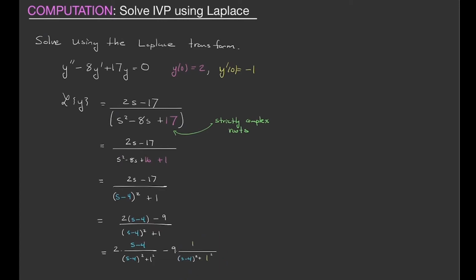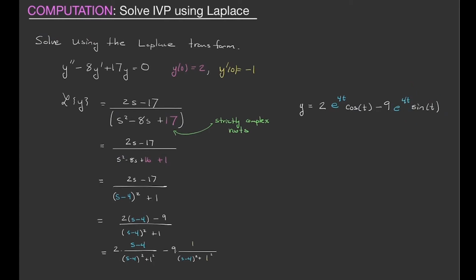When we take the inverse Laplace transform, we get exactly as we had mentioned earlier, where we get 2 times cosine, because this is just the Laplace transform of cosine, but it's shifted by 4, so that gives us the e to the 4t. And then same thing here with sine. Because of the shift, we get this e to the 4t, otherwise it's just sine.